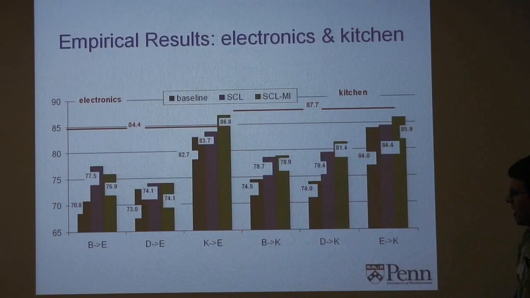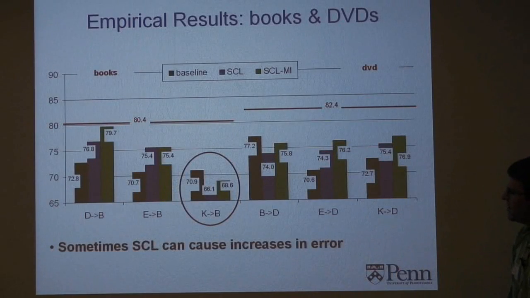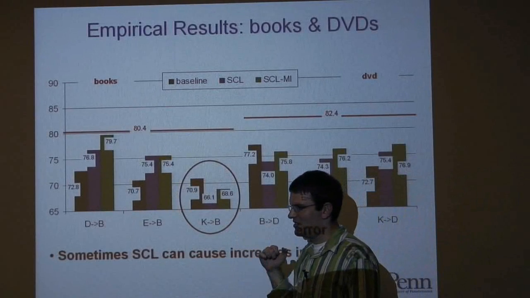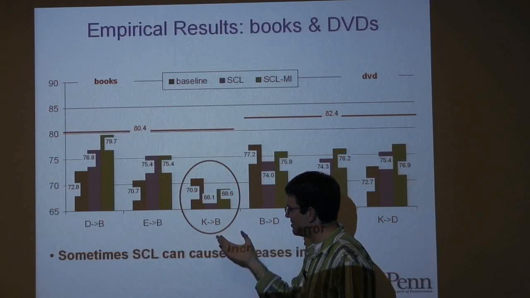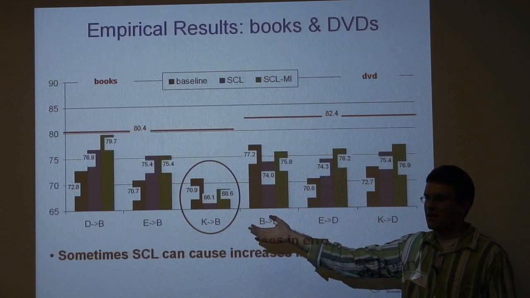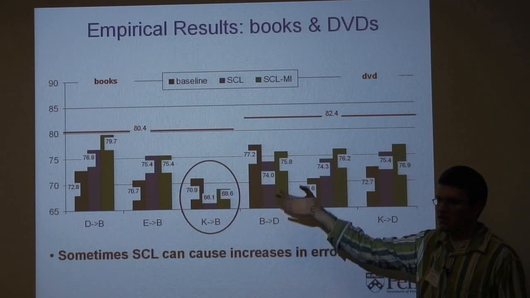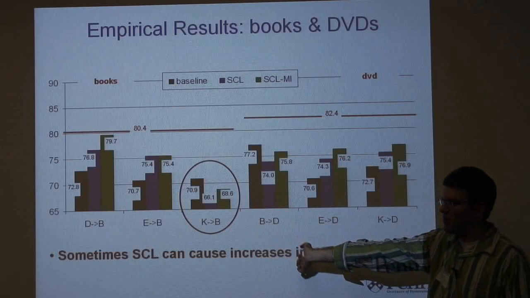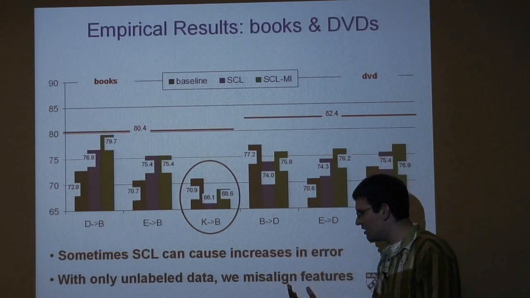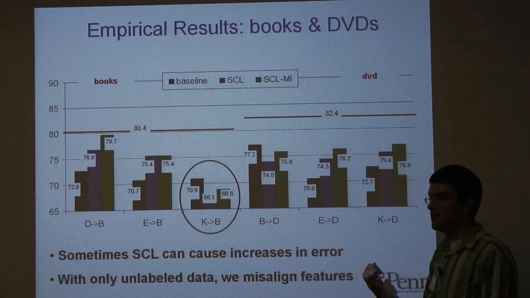OK. But the thing I want to focus on briefly here is the screw-up, right? Somehow we actually did worse using SCL than not using the unlabeled data at all. Right? So what happened is basically we somehow managed to misalign features from the 2 domains.